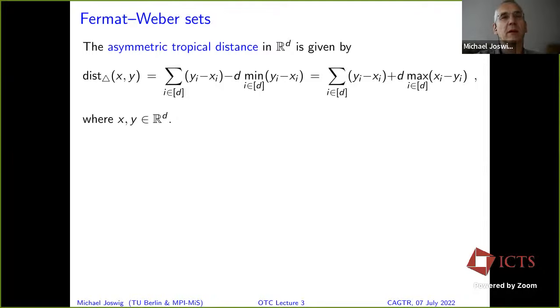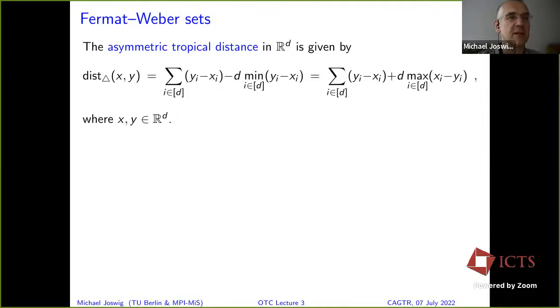So you pick your favorite metric space, and you pick finitely many points, which you call sites. And then you want to find another point which minimizes the sum of the distances to the given sites. In general, that point is not unique. So this is a Fermat-Weber point, and the set of all such points is a Fermat-Weber set.